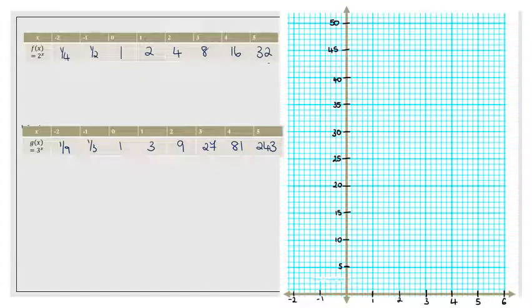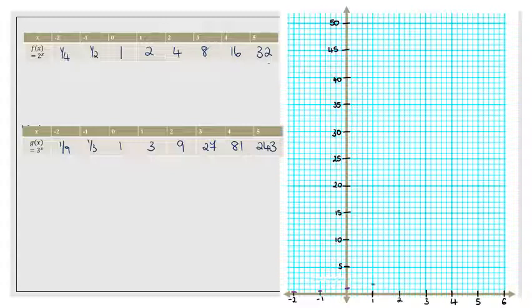Now that we have those tables filled out, I'm going to plot them onto the graph. We're going to have a look at the behavior of the function. At minus 2, we have a value of 1/4, which is quite low, and it's going to be quite hard to see on my graph. It's going to be quite close to 0, unfortunately. And at minus 1, we have half, so a little bit bigger. And at 0, we have 1. So on the y-axis, we're crossing at 1.